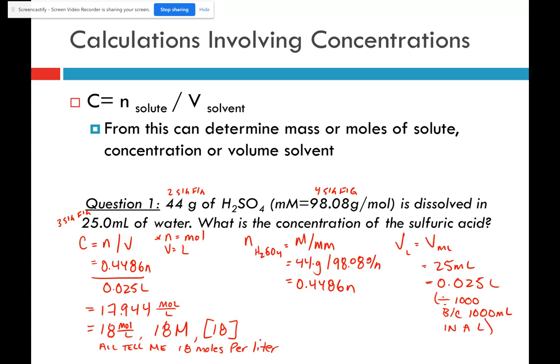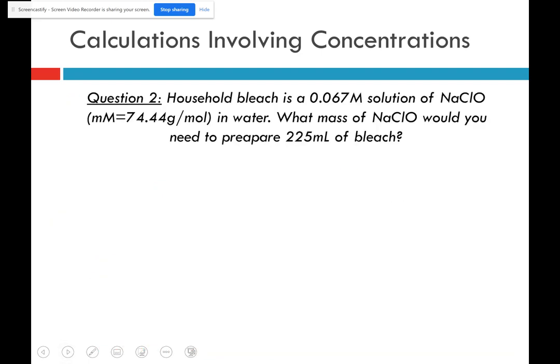But I reported my final answer to 2 sig figs because that's the least number given to me in my question. Don't forget that from Unit 3 that we just finished. Alright, let's try one more.